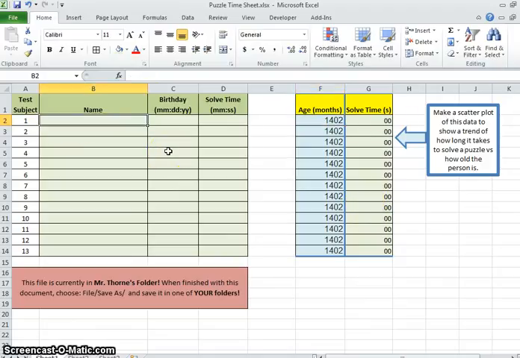So, let's say I put myself in here. Missed the capital. Mr. Thorn, my birthday, and I can just put in the two-part year. I can ignore the 0 in front of the 4, and it says I'm 379 months old.